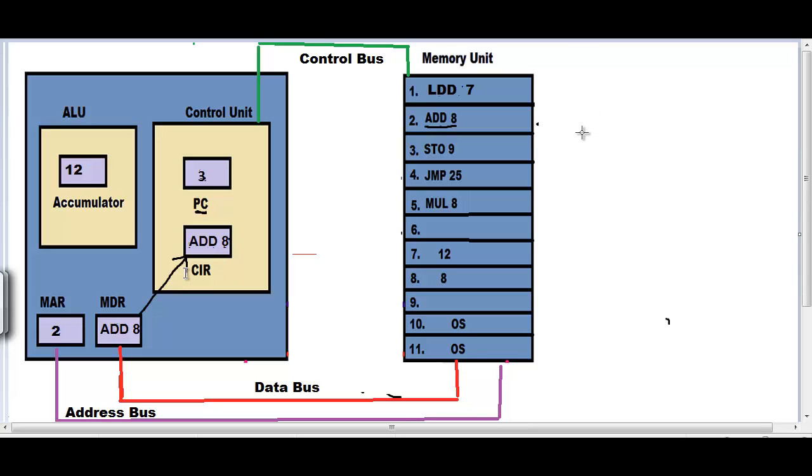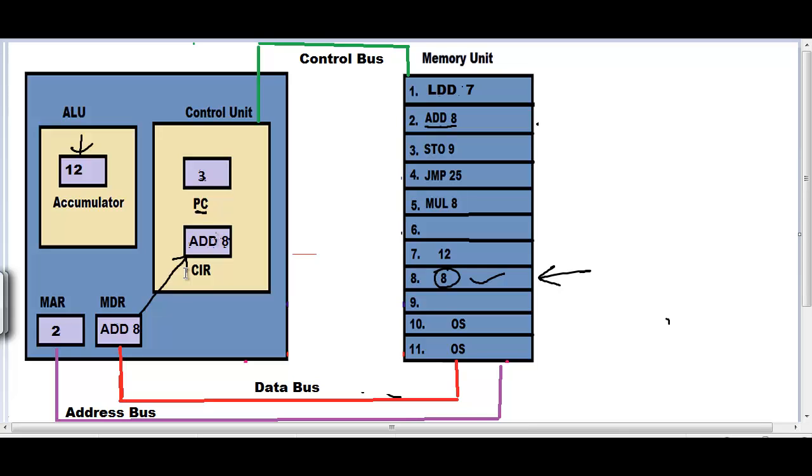Once this instruction has been decoded, it is found that it is saying go to location number 8 in the main memory, copy the value in that location, bring it into the CPU and add it to the value that is already in the accumulator. So 8 is going to be added to 12, and the answer 20 is going to be saved into the accumulator. That is what this ADD 8 instruction is all about.